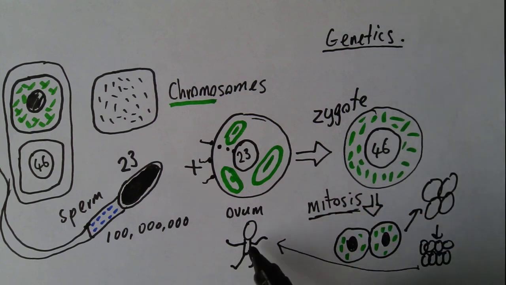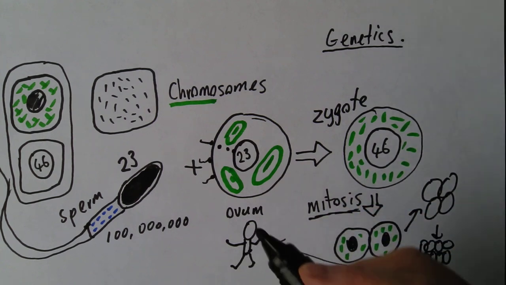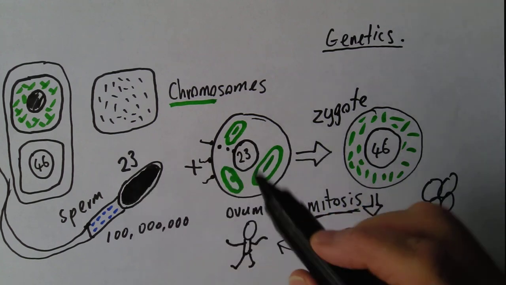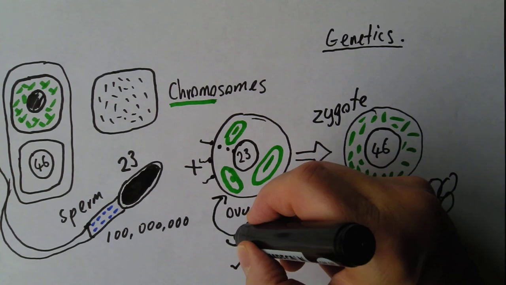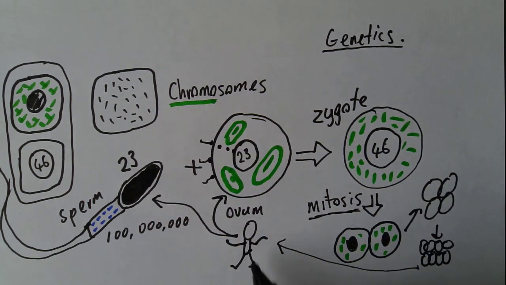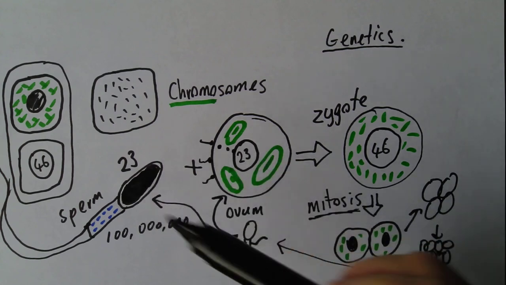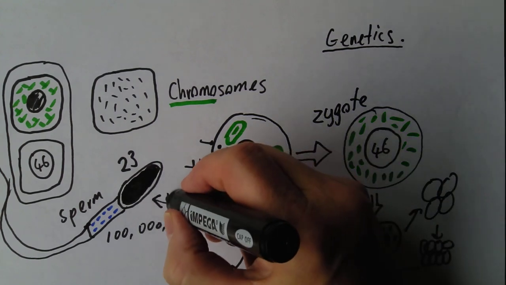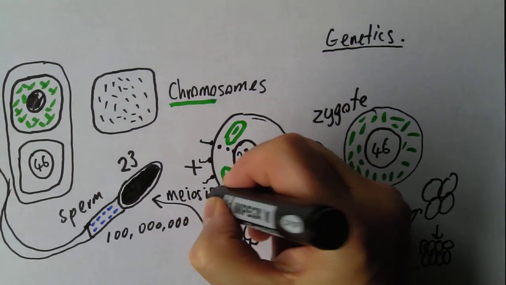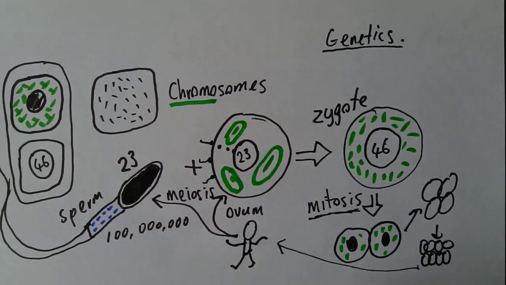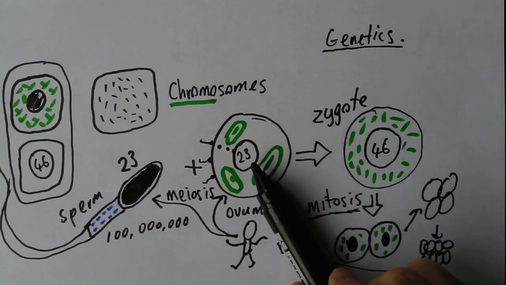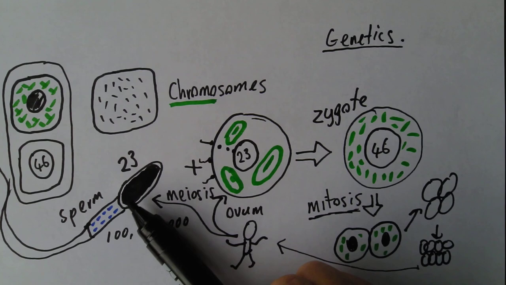And at one point it's going to be time to reproduce. So to reproduce, we need to make cells that contain 23 chromosomes again. But the somatic cells, the cells in the body, contain 46. So we need a type of cell division that takes place in the ovaries and testes that takes the 46 chromosomes and reduces that to 23 again. And that's meiosis. The form of cell division called meiosis. Producing new ovum if you're a female, producing new sperm if you're a man.